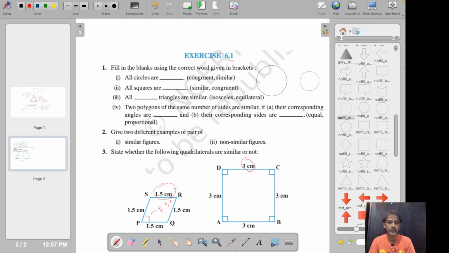Now we will look at the examples and understand the next exercise in the next lecture.